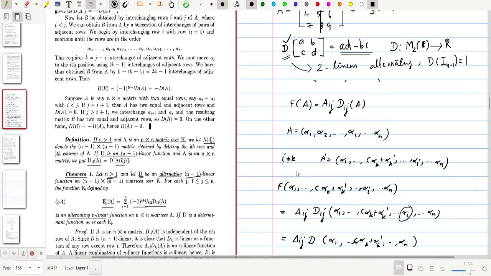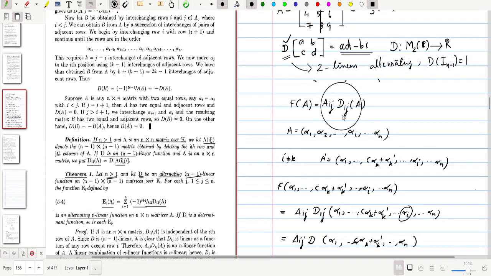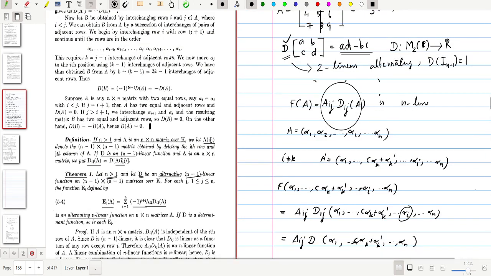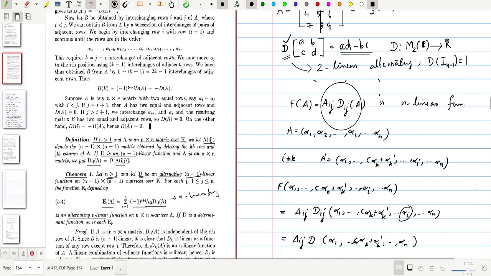So therefore we can say that aij dij of a is an n linear function. Okay, but we know that a linear combination of n linear functions is again n linear. Therefore this sum is a linear combination of n linear functions aij dij of a. So this is an n linear function. Now we will prove that this ej of a is alternating.